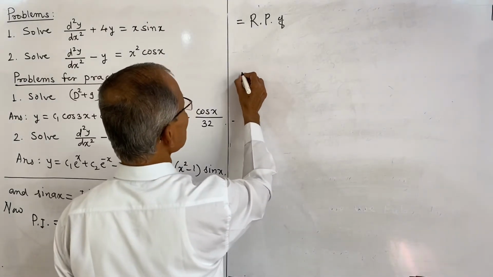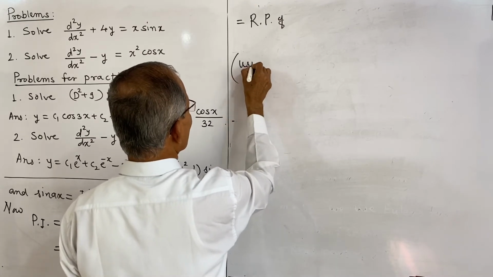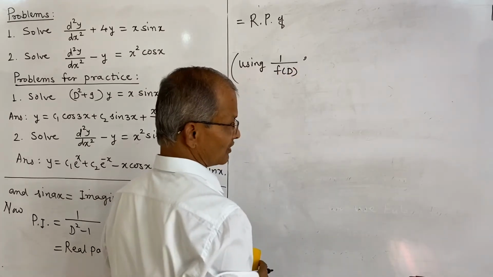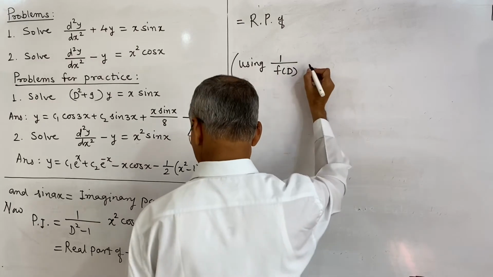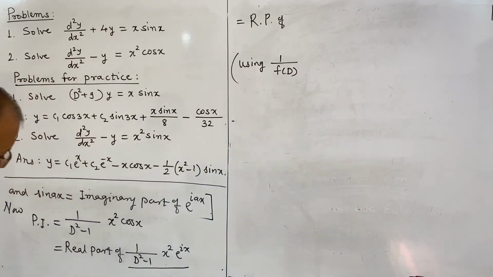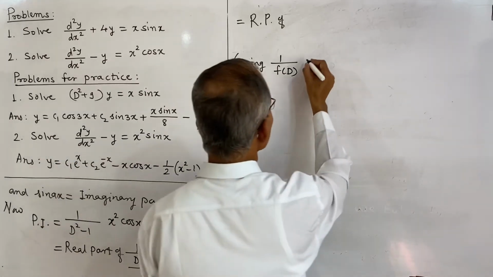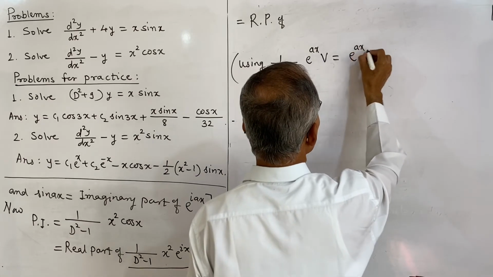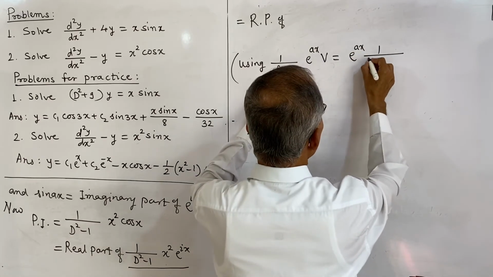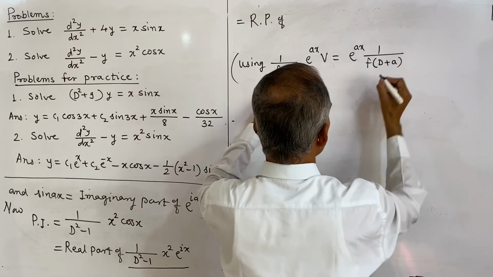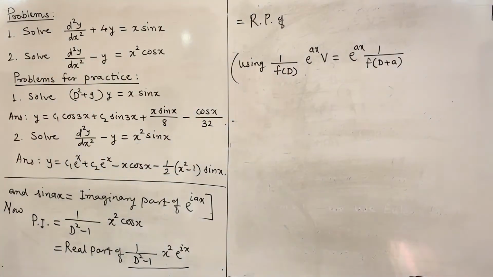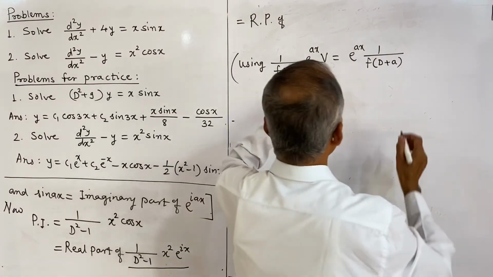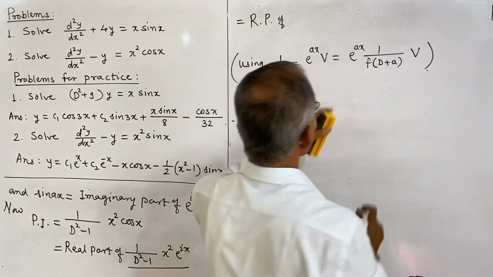See, using this formula, 1 upon f of D operated on e power ax into V, we have that as e power ax into V, and this is equal to, first is e power ax, and 1 upon this, f of D becomes f of D plus a. This formula is the method 4th we have studied and derived, and we have solved the problems on it also, and operated on V. So use this formula.